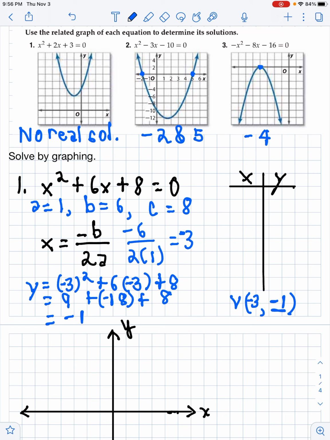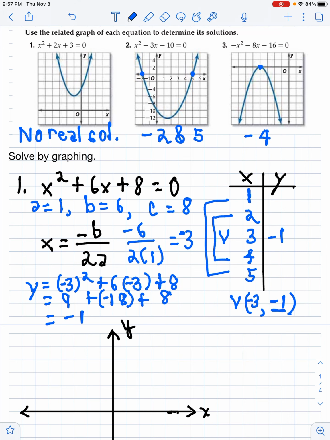So what we want to do is put the vertex value in the middle of our table of values. And then we want to test two values to the right and two values to the left of the vertex. So in the column for x, the two values to the right of 3 would be 4 and 5. And the two values to the left of 3 would be 2 and 1. As long as we're equidistant on either side of the vertex, we're going to have symmetry.